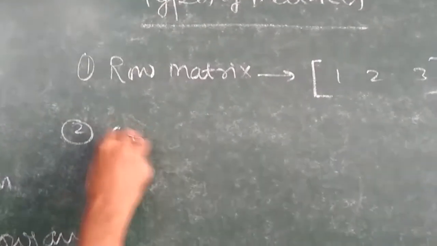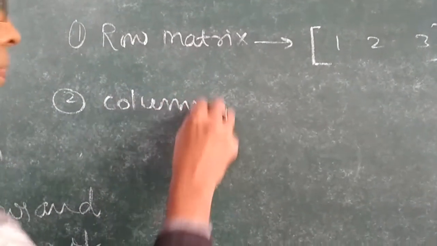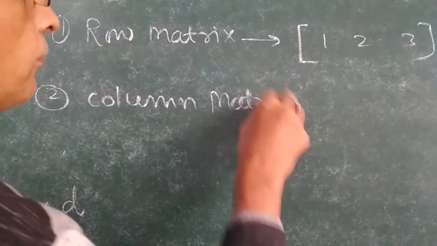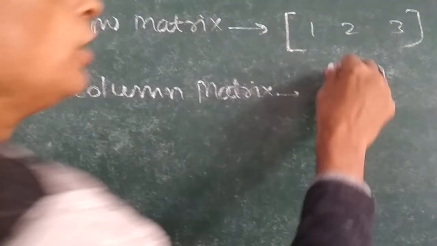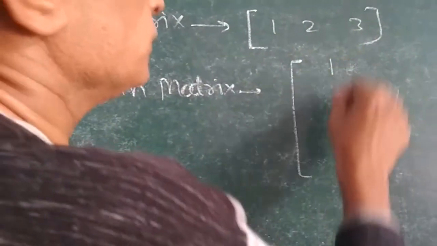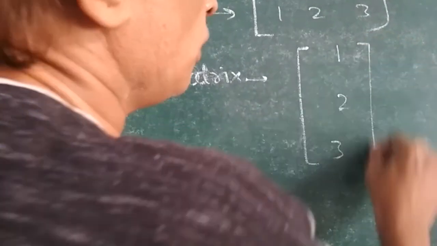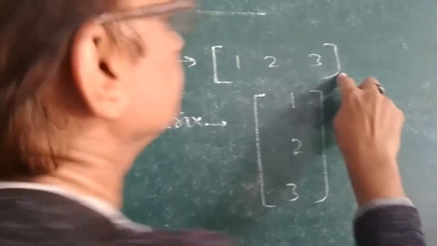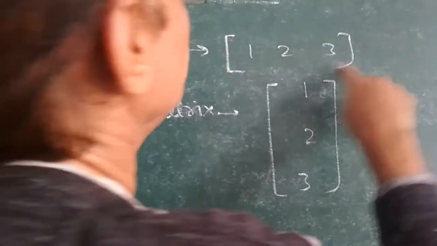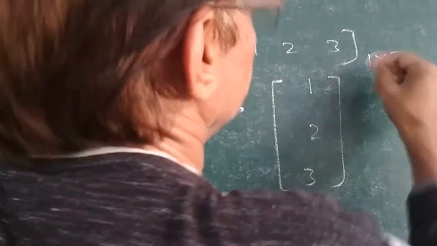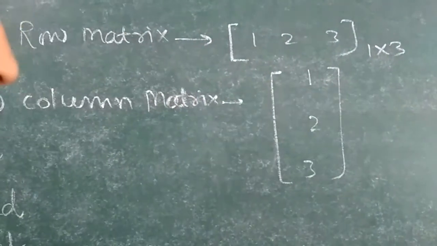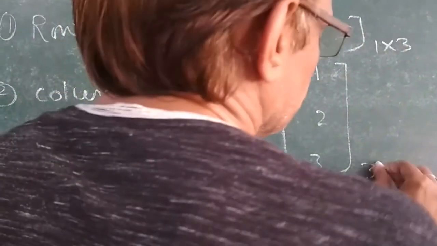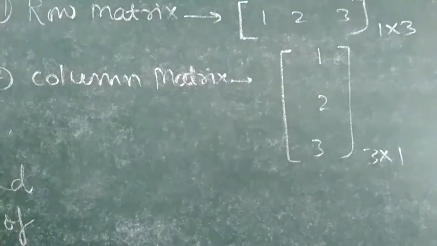Second, column matrix. A column matrix can be written like this: 1, 2, 3. Only one column is there and 3 rows are there. So what is the order of this matrix? The row matrix has 1 row and 3 columns. Here you see there is only 1 column and 3 rows. 3 into 1. So this is the order, column matrix.